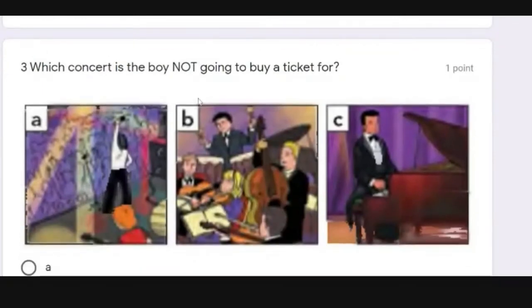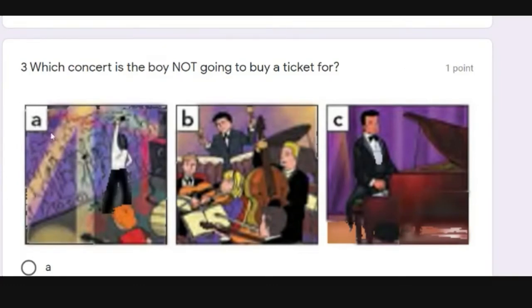Number 3. Which concert is the boy not going to buy a ticket for? Okay, so there are 3 types of concerts here. So he may be buying tickets for 2 types of concert, but there is one concert that he is not going to buy a ticket for.